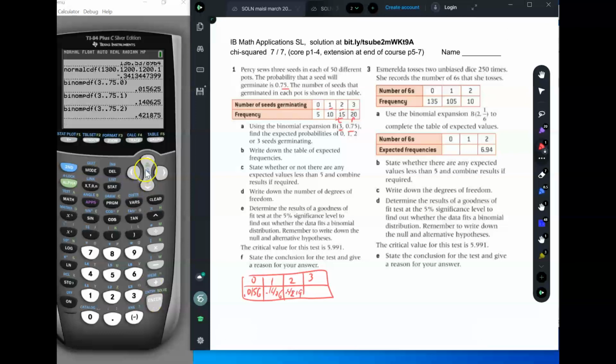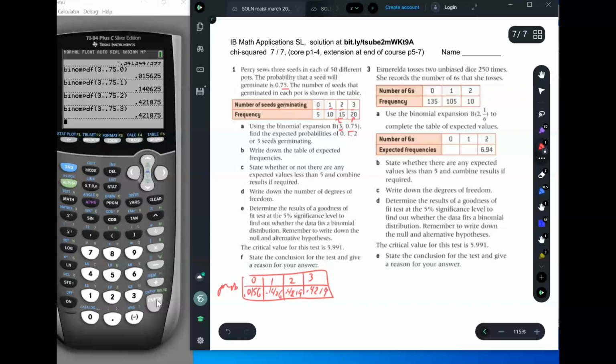And then I'll copy paste again, and change the 2 to a 3. The last one is also 0.4219. Okay, and so these are my probabilities, and let's see what we're going to do with those eventually. Write down the table of expected frequencies. So what's the difference between what we just did here and what we want to do in part B? We just did part A, actually. These are the expected probabilities.